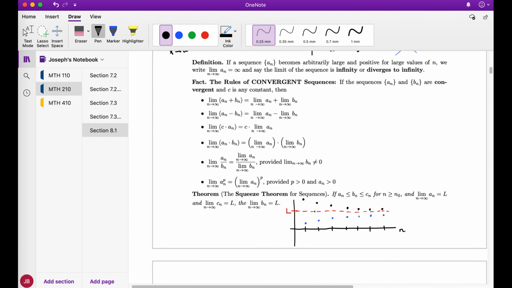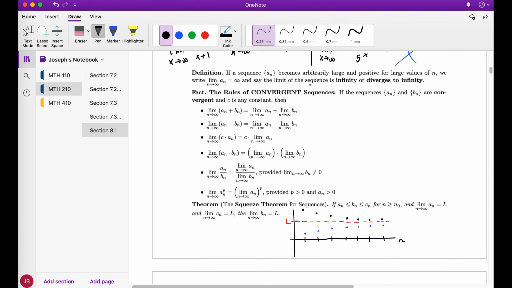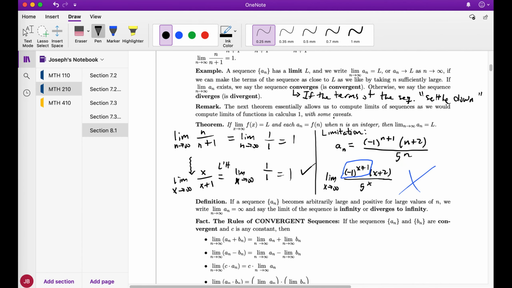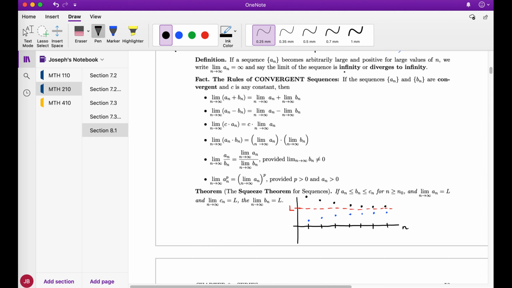And so we have, of course, notation. If you can take the limit and get a number, we say that it's convergent. And if you can't take the limit or you get like an infinite value, then we say that the value diverges, or the sequence diverges.